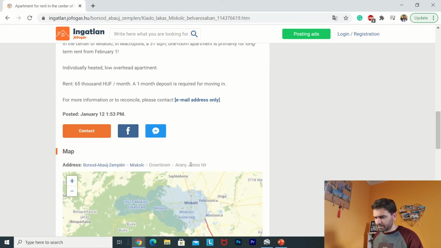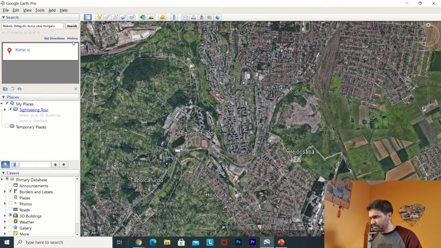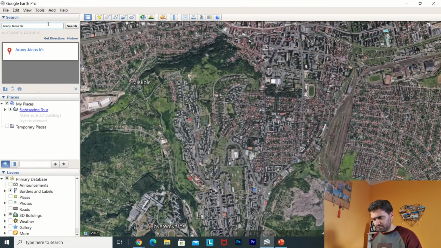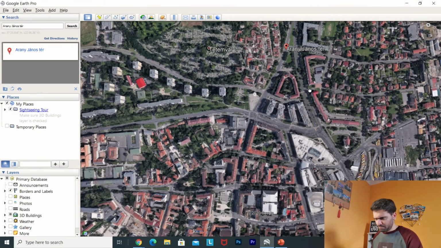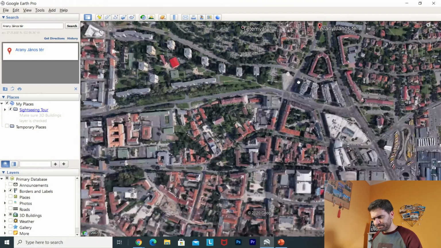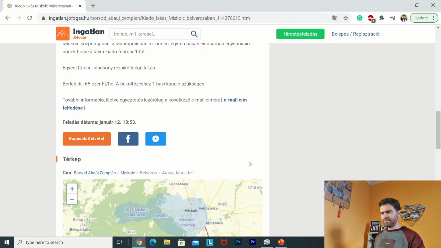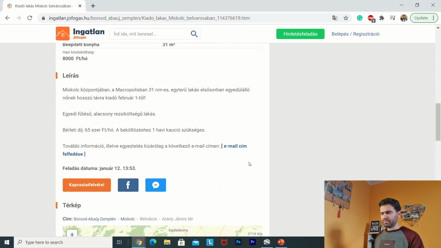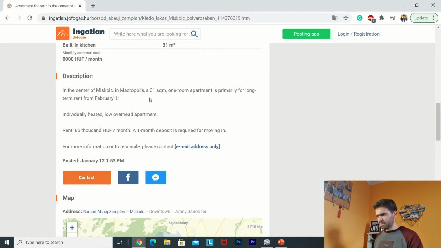So this is in the downtown, but this is the name of the street and this is what you want to see. But let me make sure that the name of the street didn't change. Yep. And then let's go here. Yep, this is a good place actually. It's not so far. I think this is the main street. Yeah, this is the main street and there's a bus station here. So I believe that's it. Now after you find a place, let's translate this to understand what's written. So in the center, 31 meters squared, apartments, long term, temporary, heated.